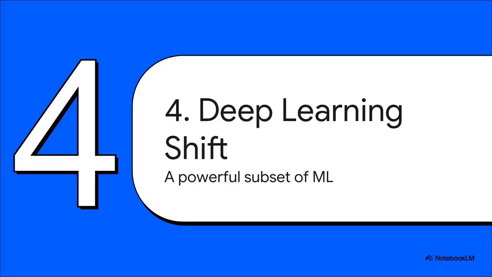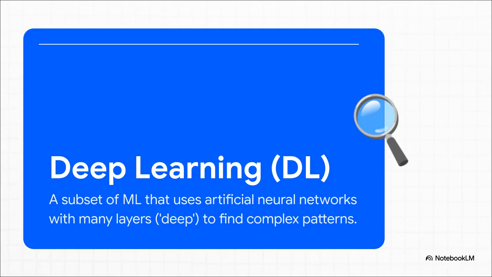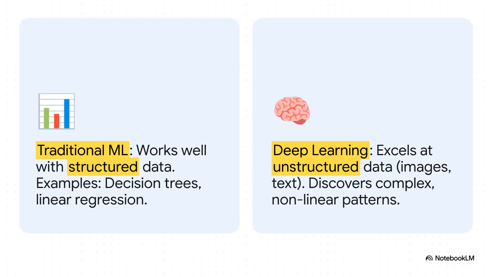Next up, inside of machine learning, something truly revolutionary happened. A technique emerged that completely changed the game, especially for handling complex, messy, real-world data. And that technique is deep learning. It's a subset of machine learning that uses these structures called neural networks. And the deep part? That simply means the network has many layers, kind of functioning like a very simplified model of the human brain.